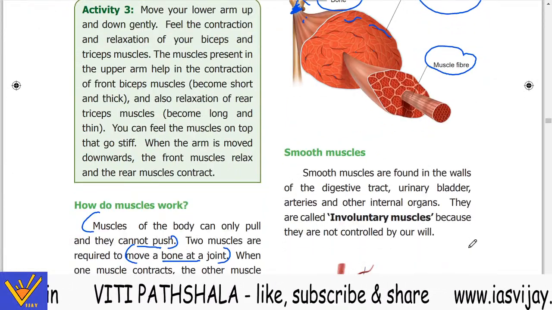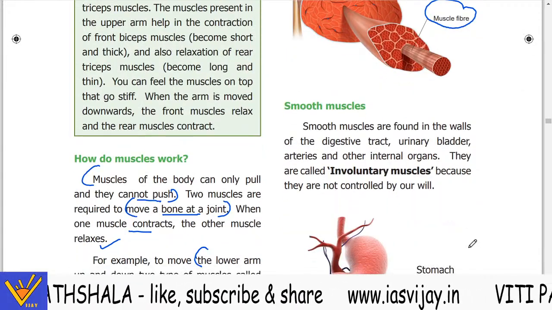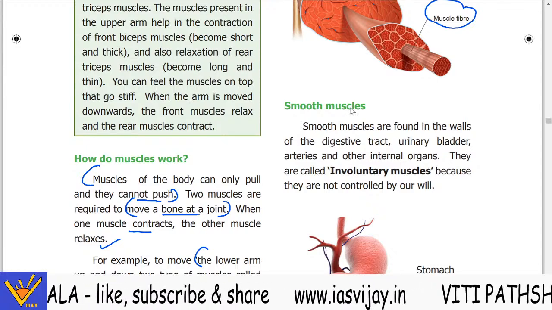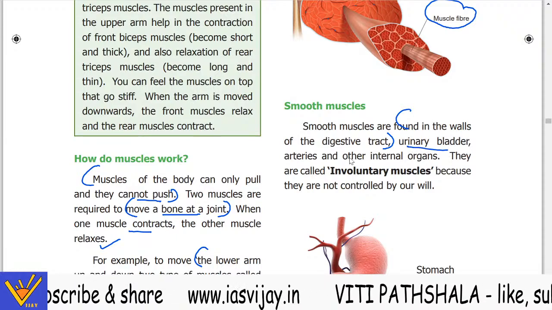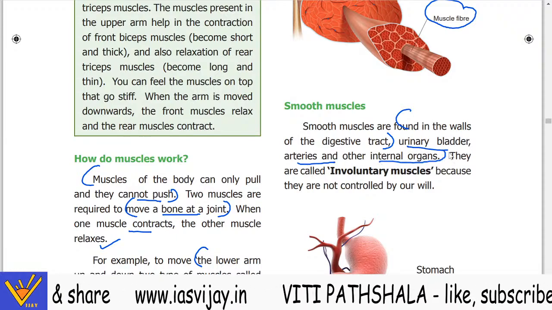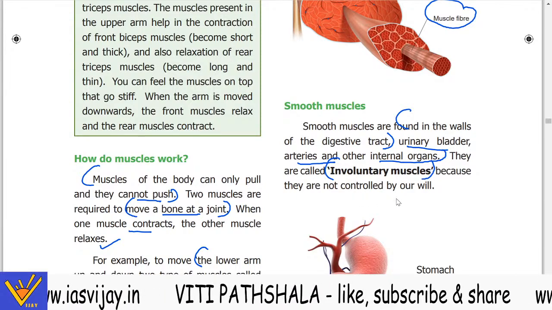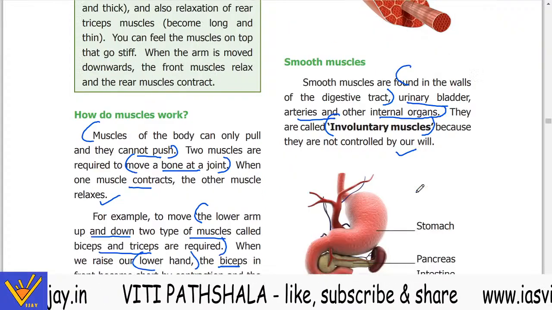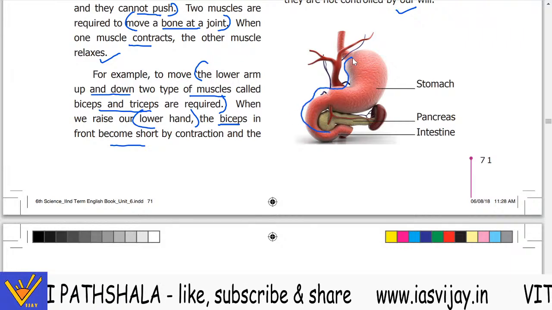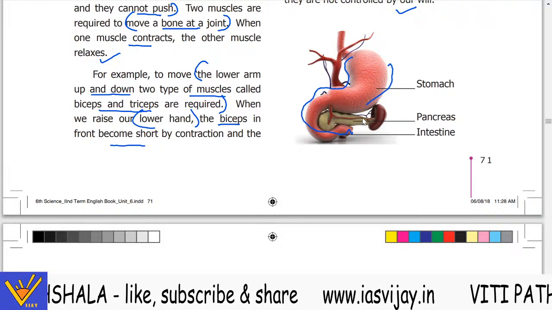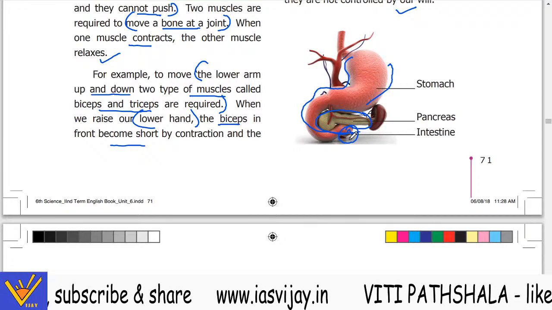Next comes the smooth muscles. Now smooth muscles are found in the walls of the digestive tract, urinary bladder, arteries and other internal organs. They are called involuntary muscles because they are not controlled by our will. Now in this picture you will find this is your stomach, a beautiful stomach they have shown to you, and this part is your pancreas and this is your intestine.